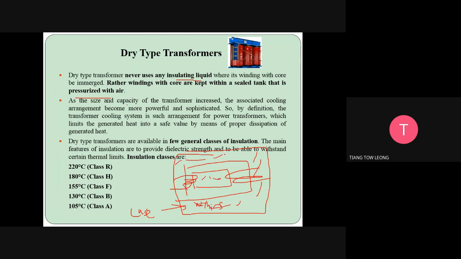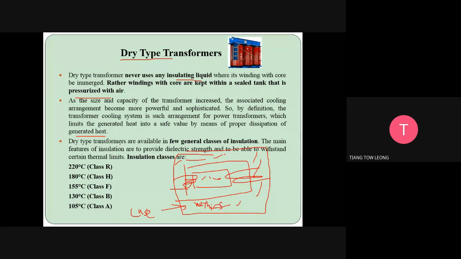As the size and capacity of the transformer increase, the associated cooling arrangement becomes more powerful and sophisticated. By definition, the transformer cooling system is the arrangement for a power transformer which limits the generated heat to a safe value by means of proper dissipation of the generated heat. Just to give an example, a dry transformer is like our handphone charger. There's no oil inside the plastic.